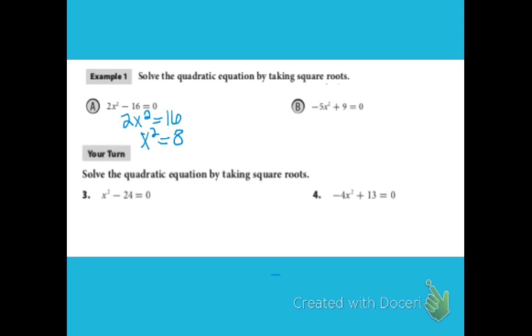And then of course we can take the square root of both sides. And 8 has a perfect square factor in it. That perfect square is 4, so I could rewrite this as the square root of 4 times the square root of 2, which then simplifies down to 2 square root of 2. And of course, we consider both the positive and the negative version. So plus or minus 2 square root of 2 would be our value for x.